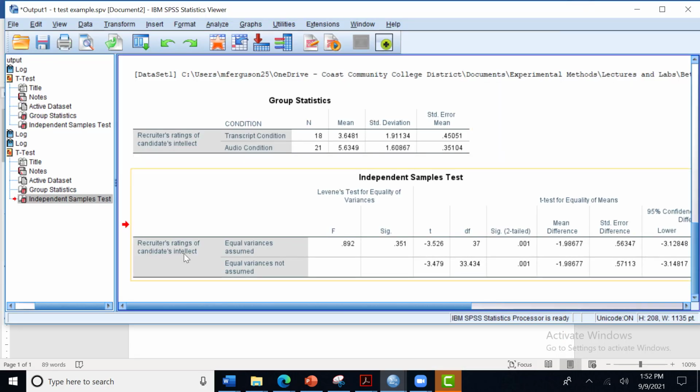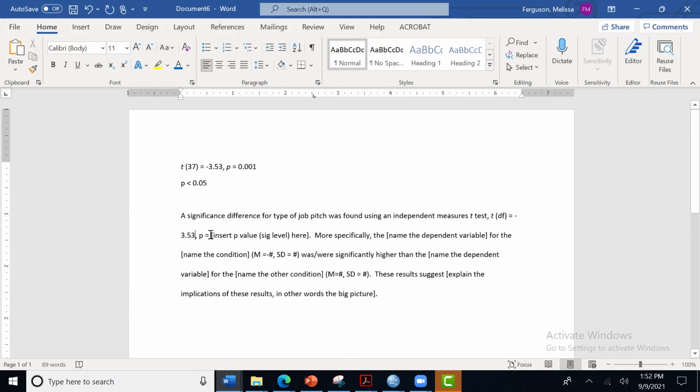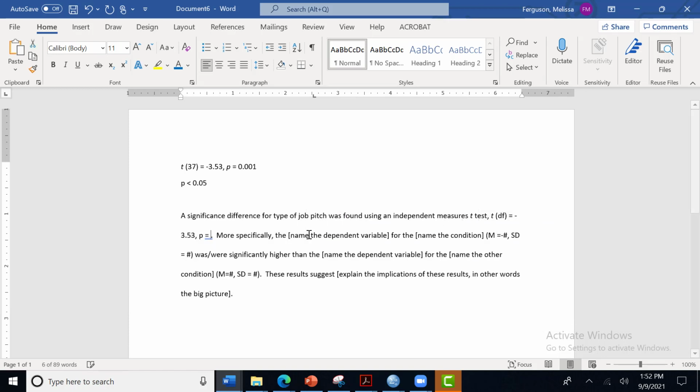Your table is going to look similar. We already kind of went over it briefly, but here you're going to where this t column is. Equal variance is assumed. Negative 3.53 is what I should have. And then I'm going to insert the p-value. And again, because SPSS spits out the exact p-value, you can put that in. However, if SPSS reports something like this, if you see in the significance column 0.000, you're going to report p is less than 0.001.